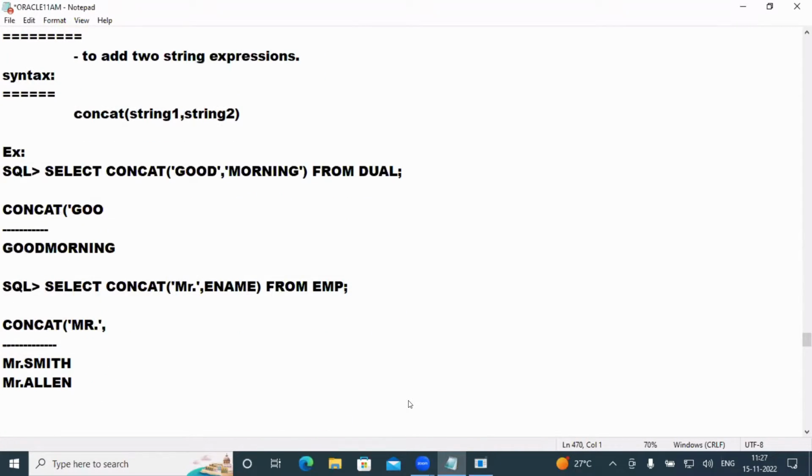Like that it will be adding. This is the concatenation function. And the next one is called, observe carefully.